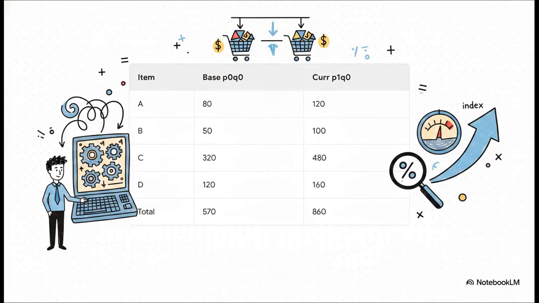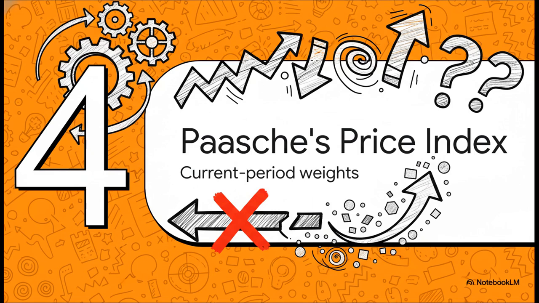By locking in those base year quantities, we multiply today's prices by past quantities on the top and past prices by past quantities on the bottom. Looking at some sample data here, a total of 860 divided by 570, then multiplied by 100, gives us an index of roughly 150.9. It's elegant. It shows you exactly how much a historical basket of goods would cost you right now, today. Next up, Part 4, Paasche's Price Index.